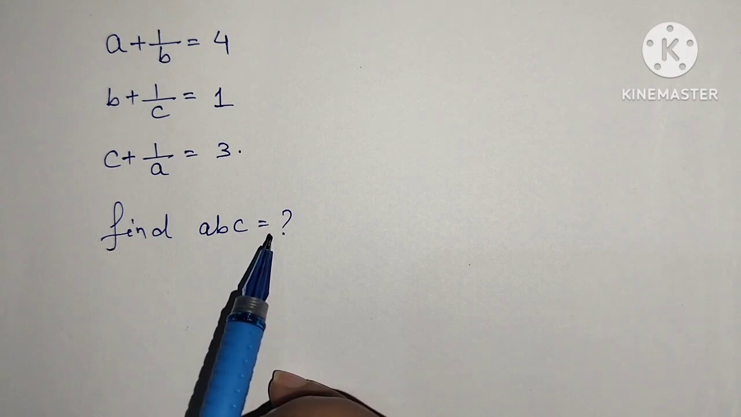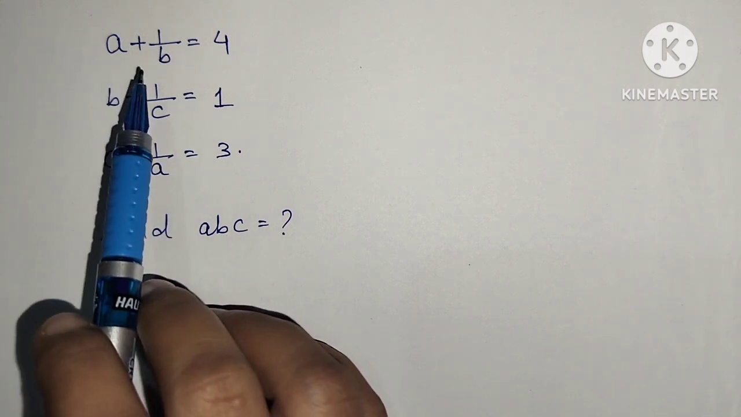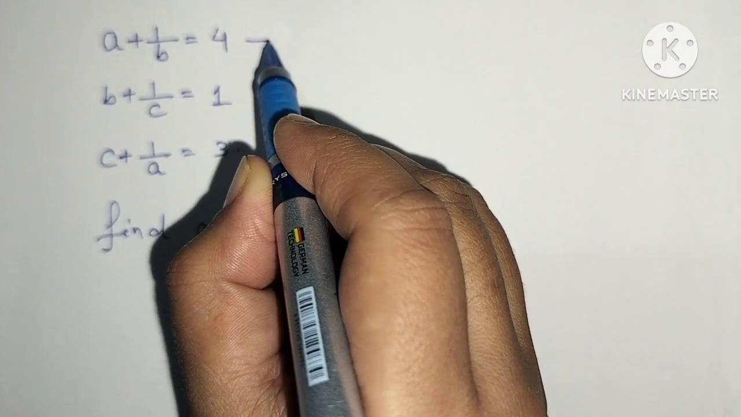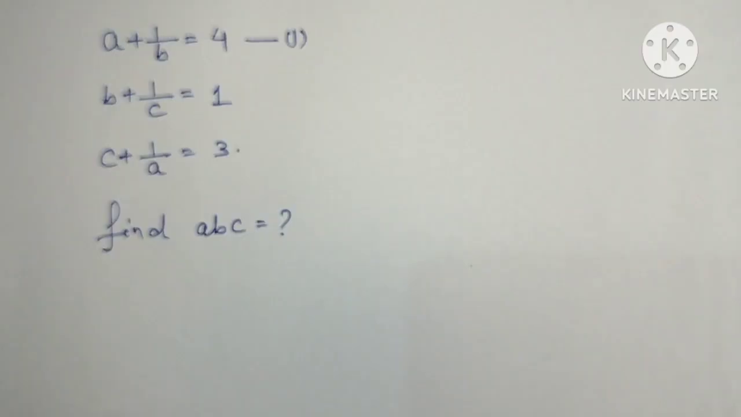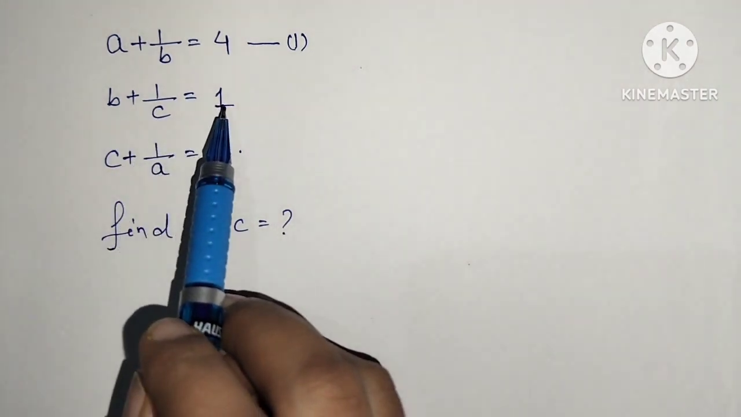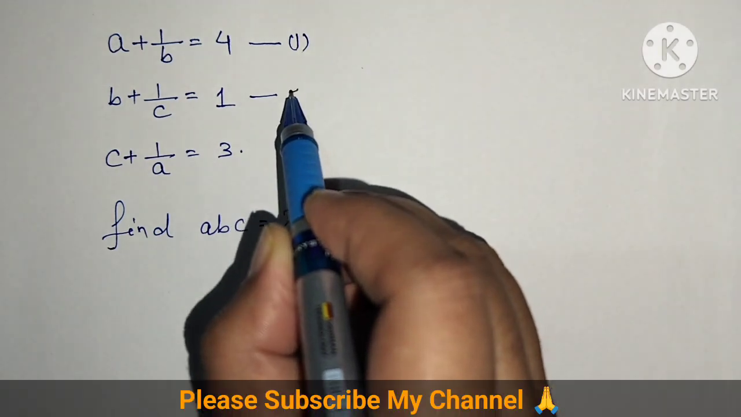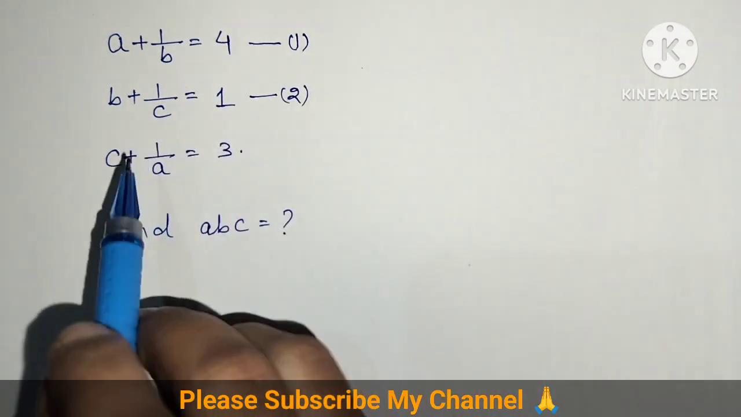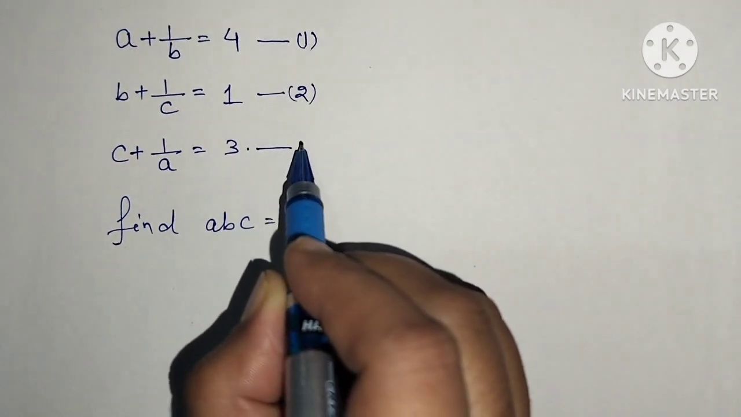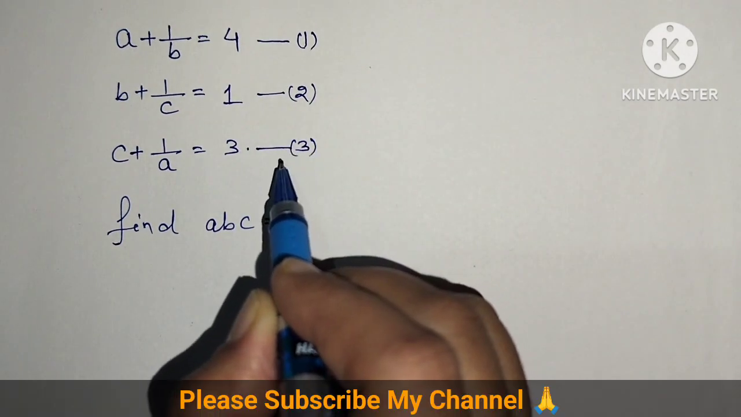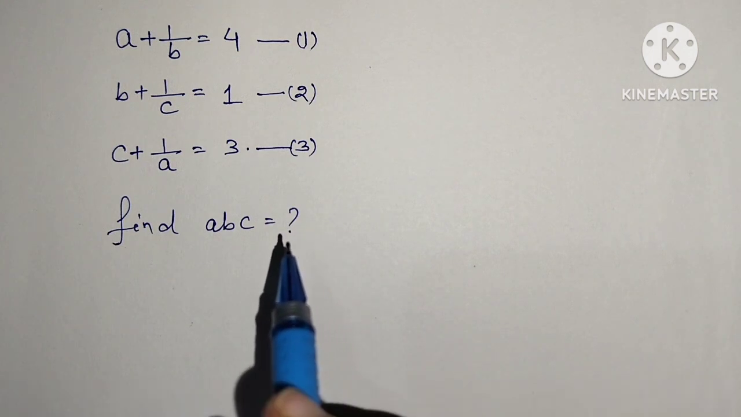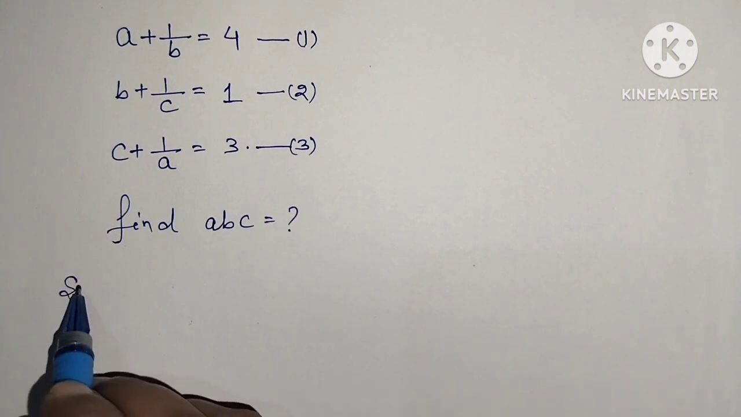Find A, B, C. We take A plus 1 by B is equal to 4. This is equation 1. B plus 1 by C is equal to 1. This is equation 2. C plus 1 by A is equal to 3. This is equation 3. Then we'll find A, B, C. Let's check the solution.